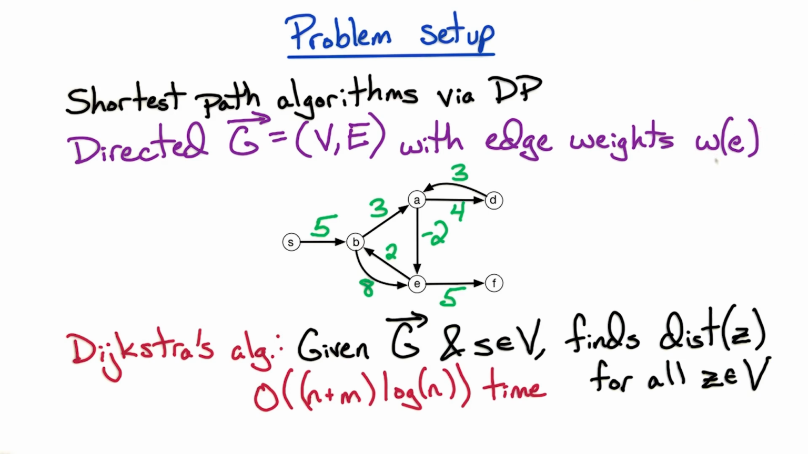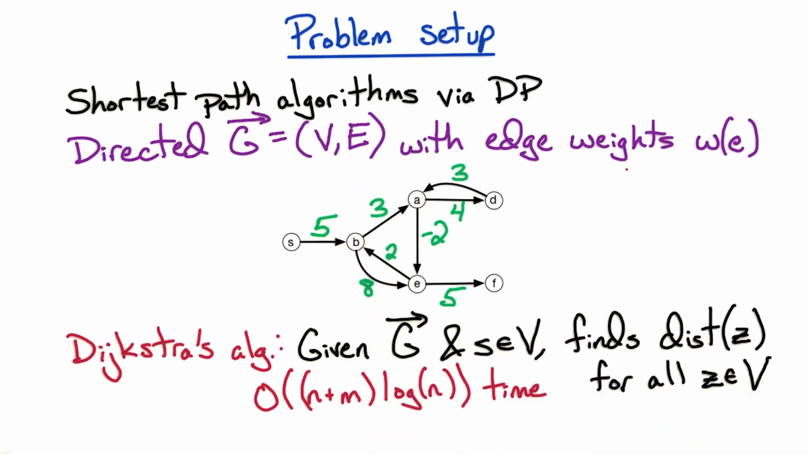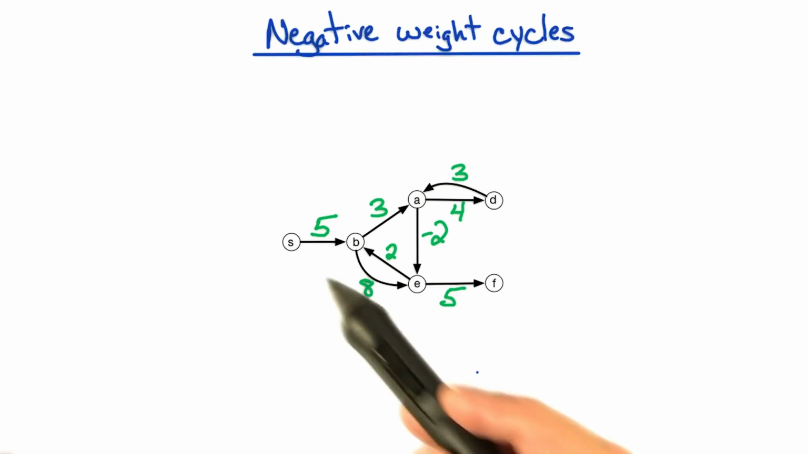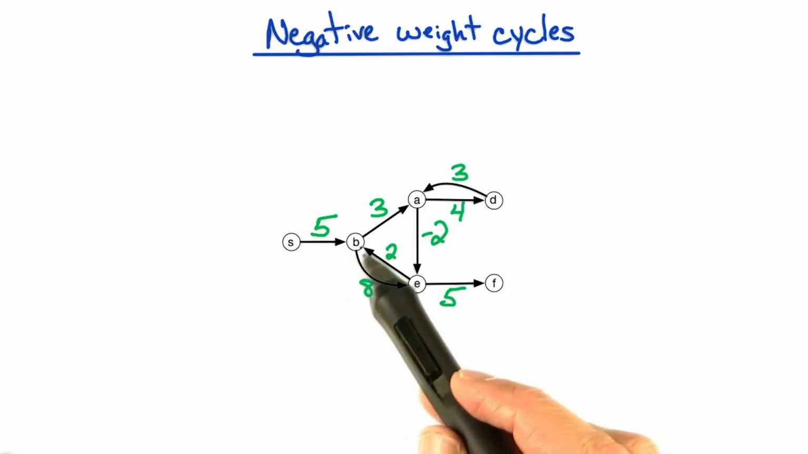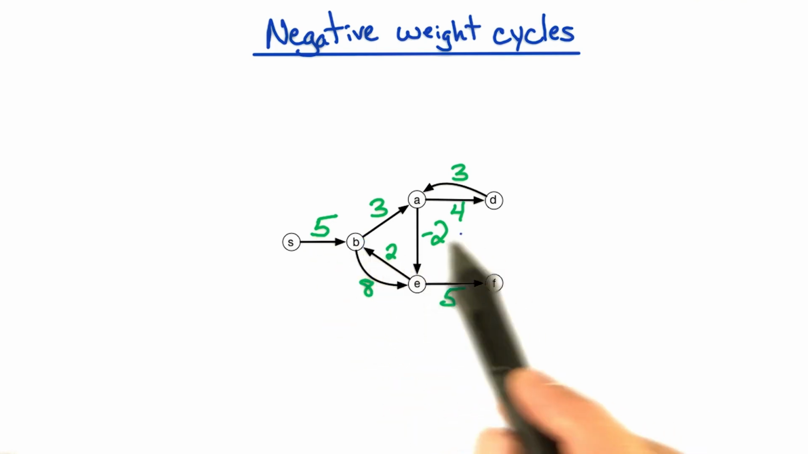We're going to look at this more general problem where the edge weights are allowed to be negative, such as in this example. And we're going to design a dynamic programming algorithm to solve this shortest path problem when the edge weights are allowed to be negative, because Dijkstra's algorithm no longer is guaranteed to work. We're looking once again at a directed graph with edge weights, where the edge weights are allowed to be positive or negative, such as in this example.